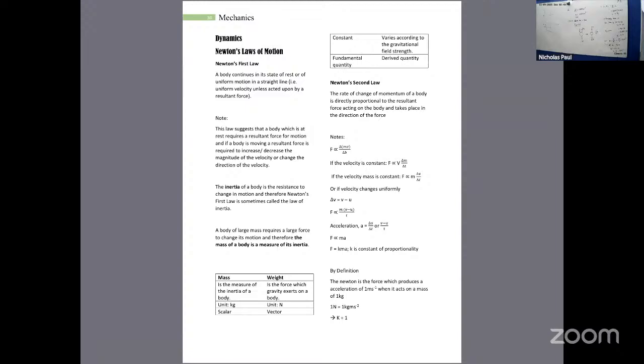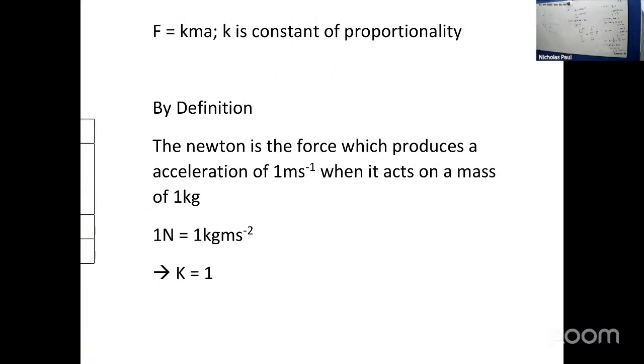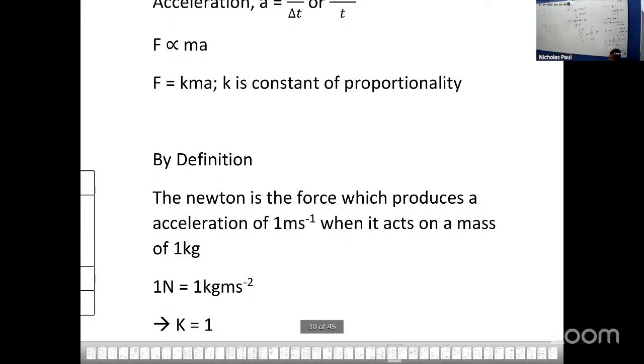Right, so by definition, 1 Newton is the force that produces an acceleration of 1 meter per second squared when acting on a mass of 1 kilogram. So you might remember how to do this. If you have F equals ma, and I ask you to define 1 Newton, 1 Newton is the force when a mass of 1 kg moves at an acceleration of 1 meter per second squared.